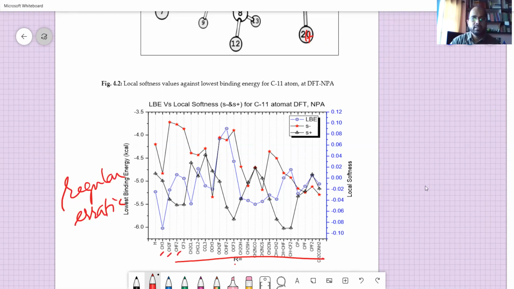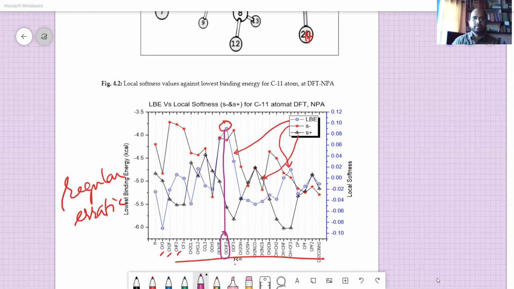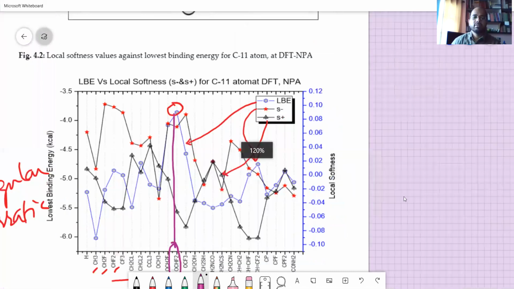Okay, so the lowest binding energy pertains to these blue values, the softness value for this, and this is pertaining to this. So three parameters are given in this graph, and you can get information about this. If you look at the peak, the lowest binding energy is this one for the derivative, or this derivative OCH. So have a look at this graph and see what all information you can get.